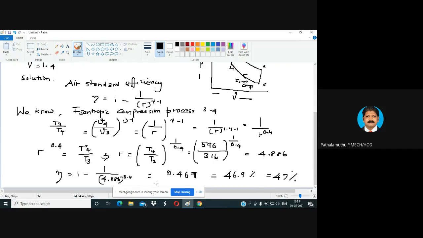So air standard efficiency eta equal to 47 percent, and compression ratio R equal to 4.886.